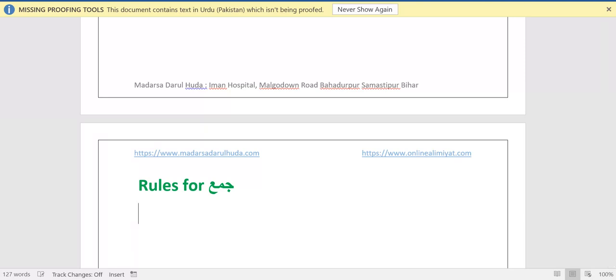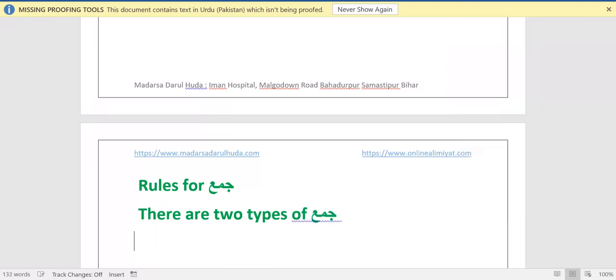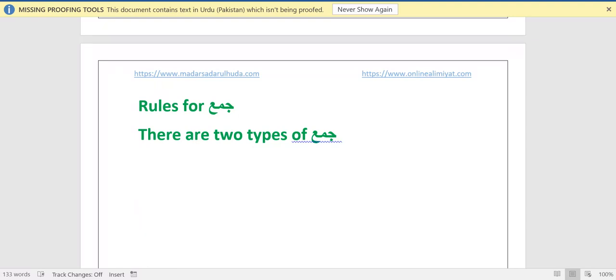Before learning the rules of jama, we have to understand that there are two types of jama. One is called jama mukassar and another one is jama salim.